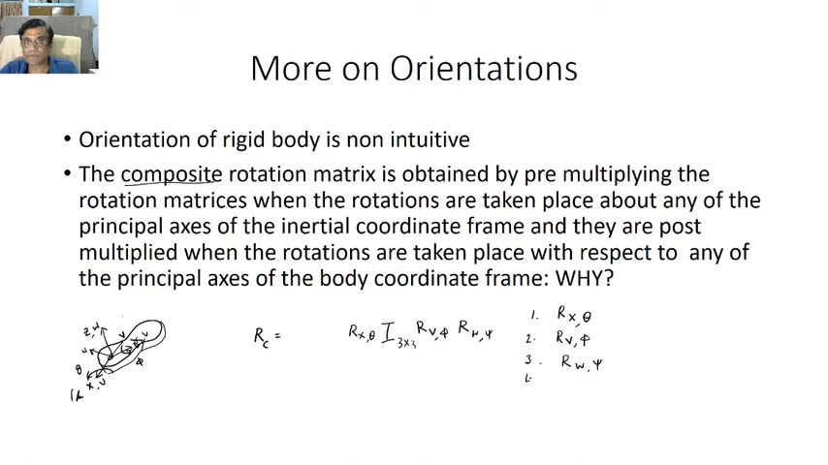Say another operation you are giving. What is that? About the y-axis by an angle alpha. So where will it go? You now know. Okay. Say another operation you have given, z by gamma. So it will be about z, gamma. So on and so forth.